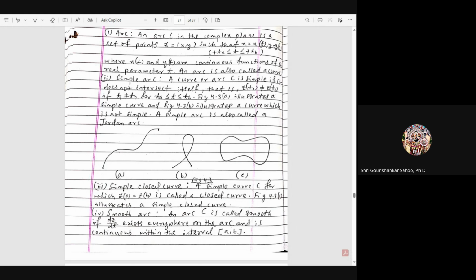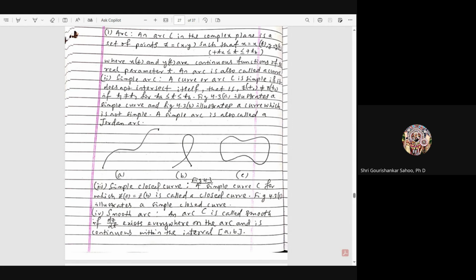So what is a simple arc? A curve or arc C is simple if it does not intersect itself. So in these three, only A and C are simple arcs because in B the curve intersects at a point. So in a simple arc, the curve does not intersect at any point, and z(t1) is not equal to z(t2) when t1 is not equal to t2 for ta smaller or equal to t smaller or equal to tb. And the simple arc is popularly known as Jordan arc, JORDAN ARC.